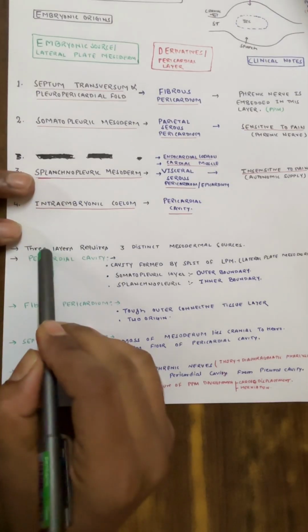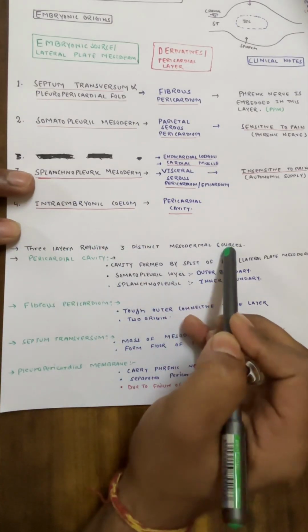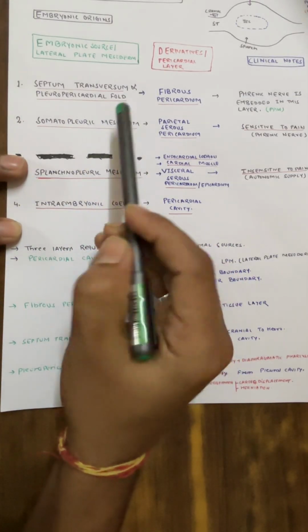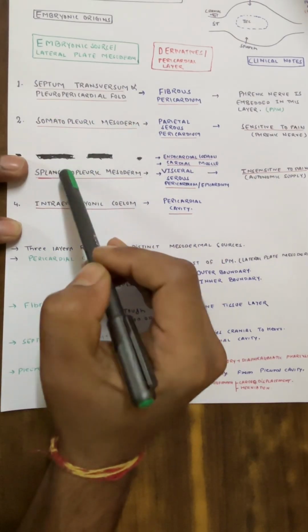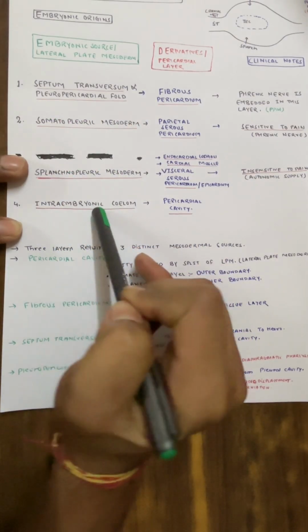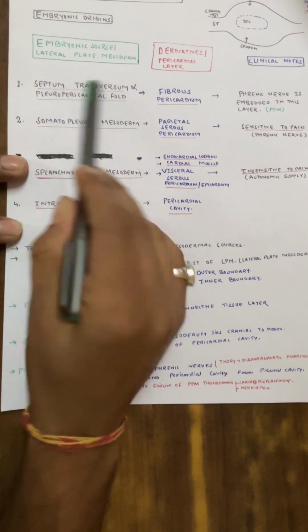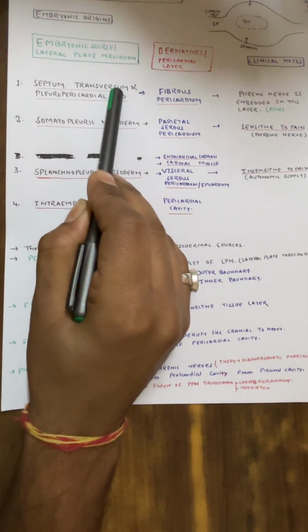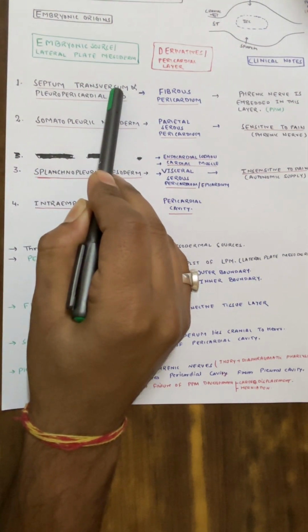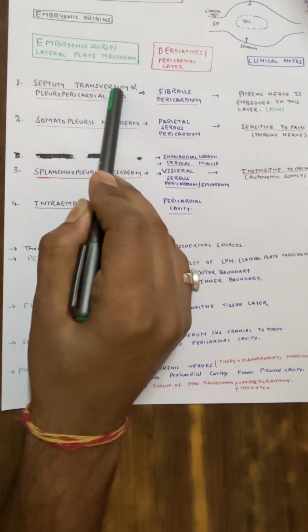Three layers require three distinct mesodermal sources. We all know the mesodermal sources: somatopleuric mesoderm, splanchnopleuric mesoderm, how the intraembryonic coelom forms, and from where the septum transversum comes, which is the thick mesodermal plate near the developing heart, right?